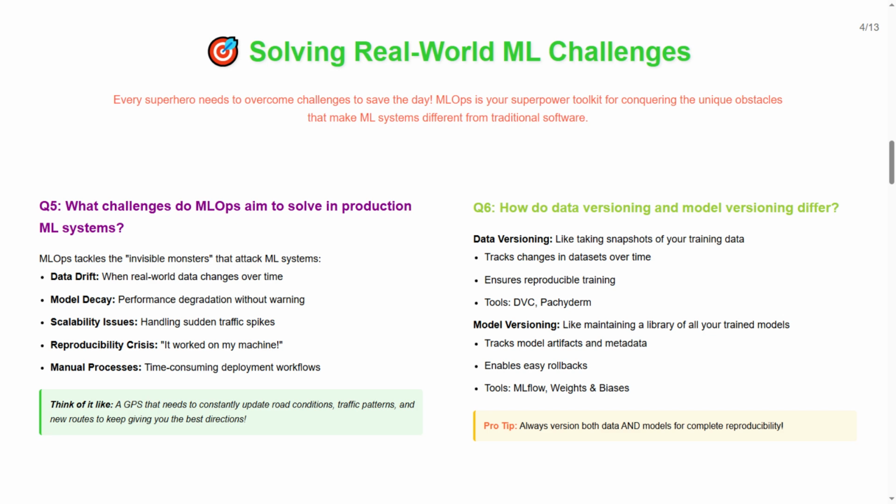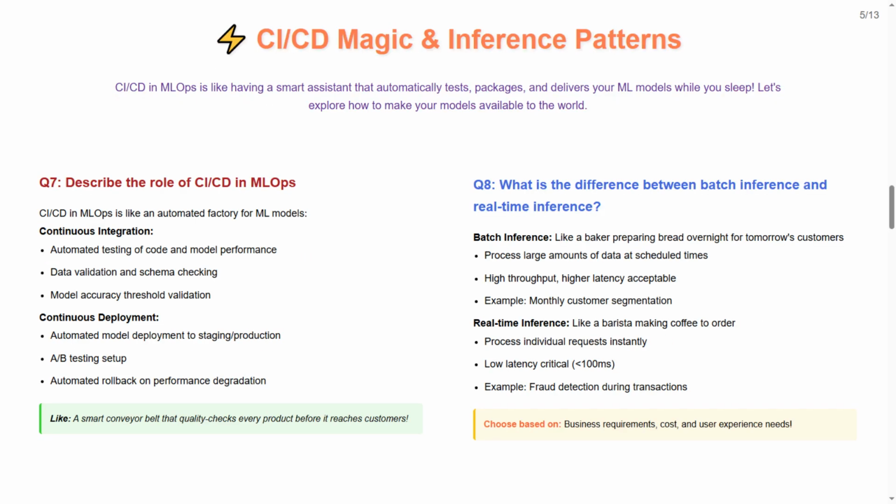Let's check the pro tip section. Always version both data and models for complete reproducibility. CI/CD in MLOps is like having a smart assistant that automatically tests, packages, and delivers your ML models while you sleep. Let's explore how to make your models available to the world.